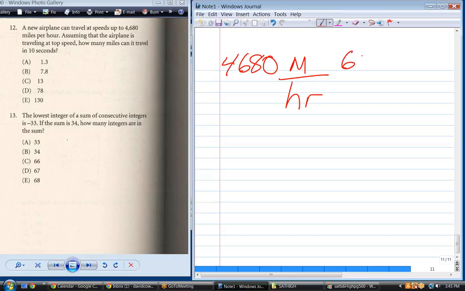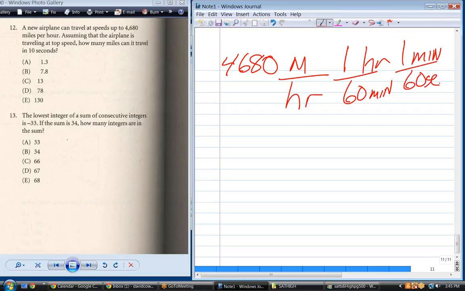So there is 1 hour per 60 minutes. That gives me miles per minute. And there is 1 minute per 60 seconds. So that number will give me miles per second multiplied by 10, just like you said. Isn't that what you said? Yeah. Okay. And it's going to be 4.